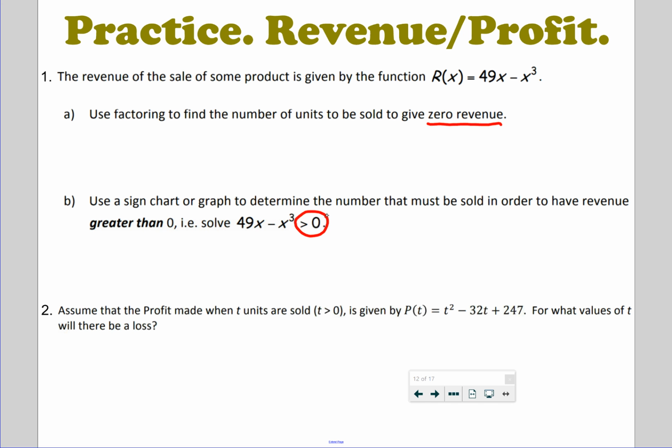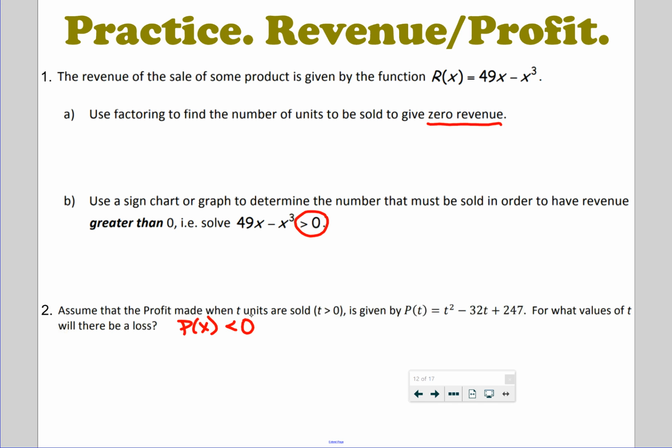And we're going to say P of T, profit, is determined by T squared minus 32T plus 247. For what values of T will there be a loss? Okay, and so for a loss, we want to know when our profit is less than 0. If our profit's equal to 0, we haven't gained anything, we haven't lost anything. If our profit's greater than 0, that means we've made some money. And if there's a loss, it means our profit is less than 0.